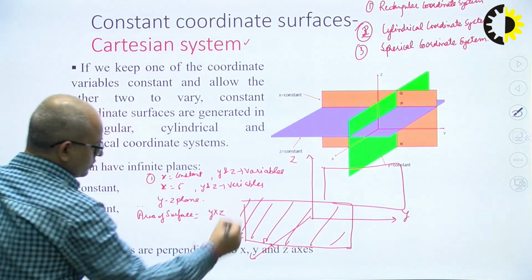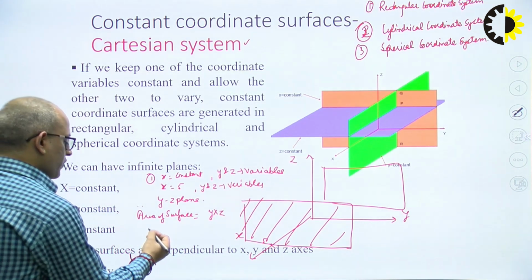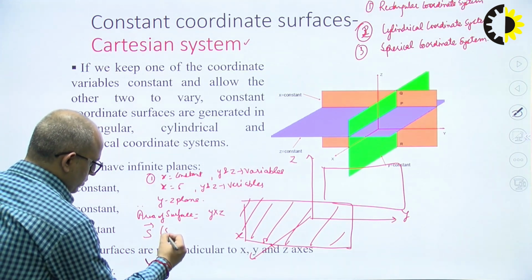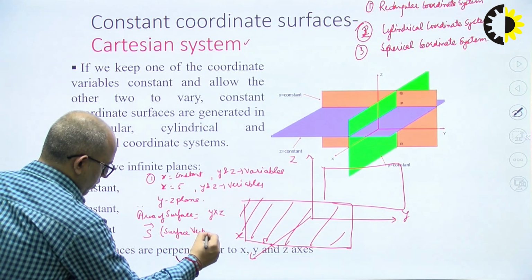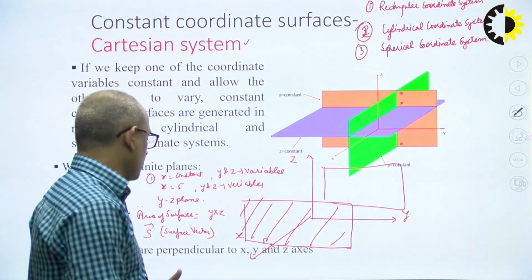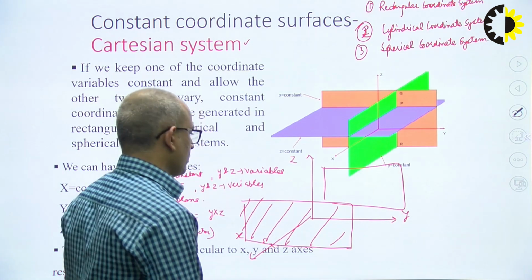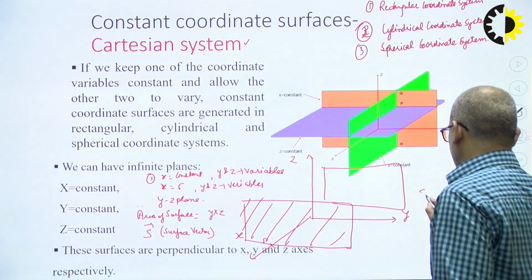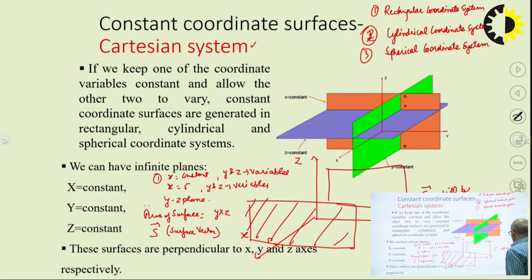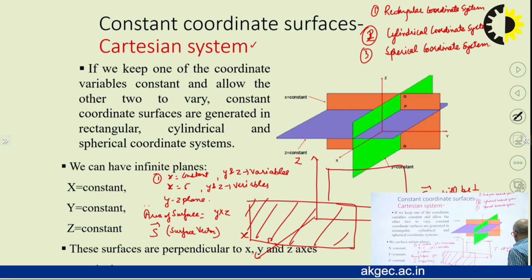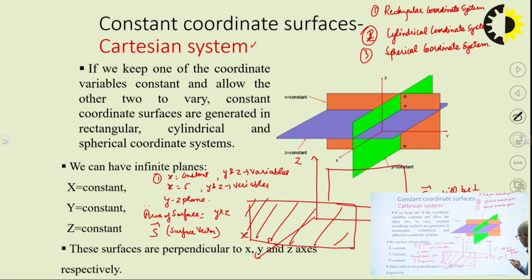Y multiplied by z. If I talk about the surface vector, then the surface vector S will be perpendicular to the plane of the surface, that is, S vector is equal to y multiplied by z, and its unit vector will be in the direction of plus or minus a cap x, meaning inside the screen or outside the screen.